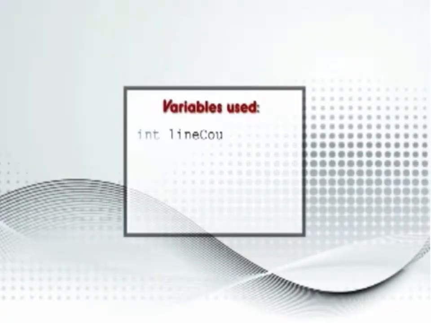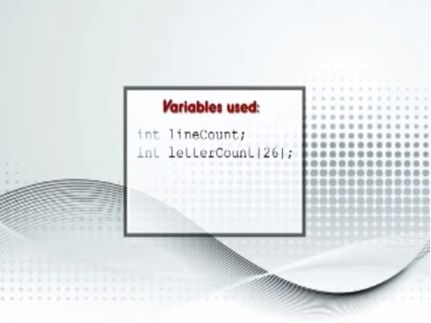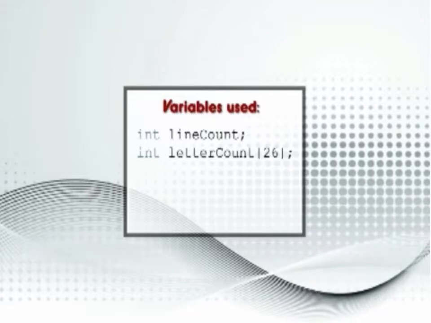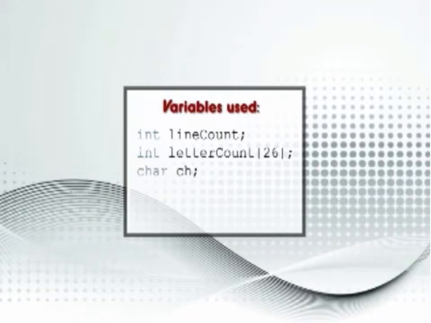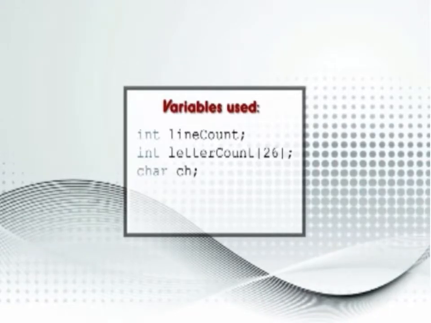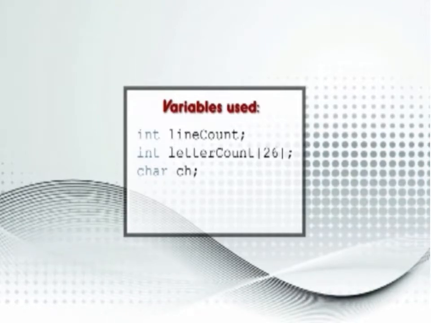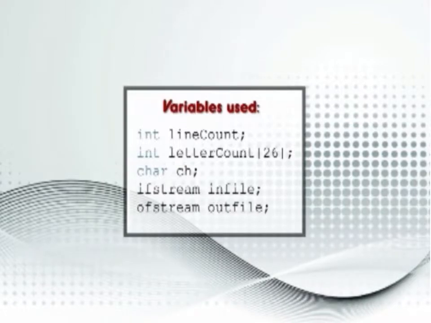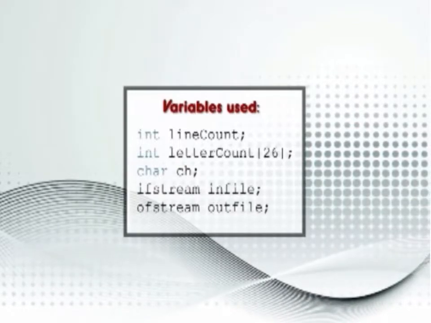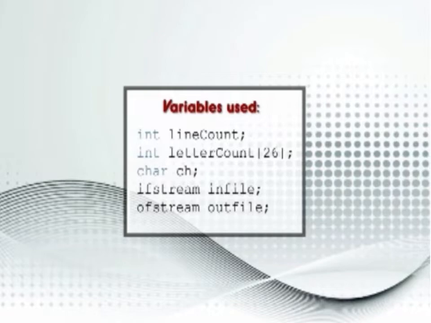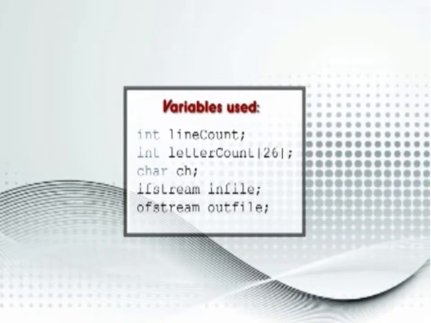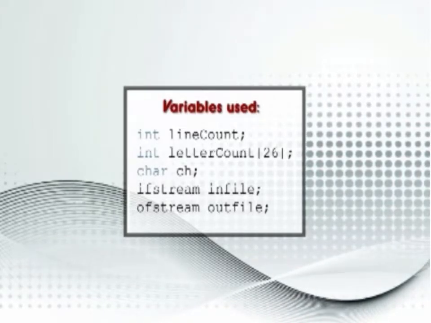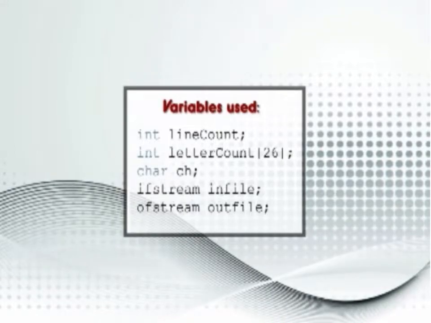In order to develop a program, you need a variable to store the line count and an array of 26 components to store the letter count. The char variable helps read and store each character in turn, because the input file is to be read character by character. Because data is to be read from an input file and output is to be saved in a file, the ifstream variable infile opens the input file, and the ofstream variable outfile opens the output file.